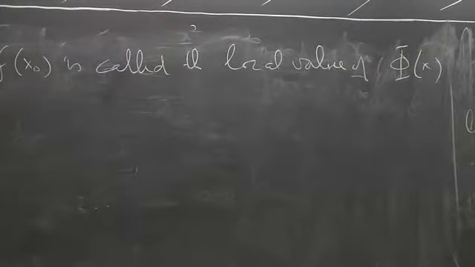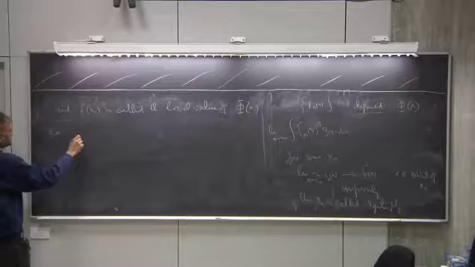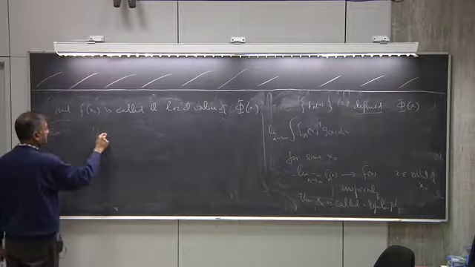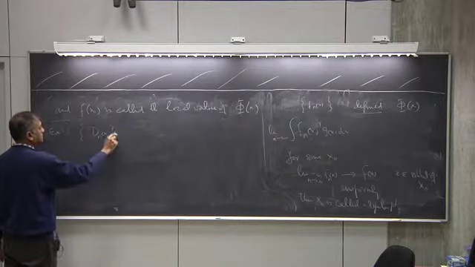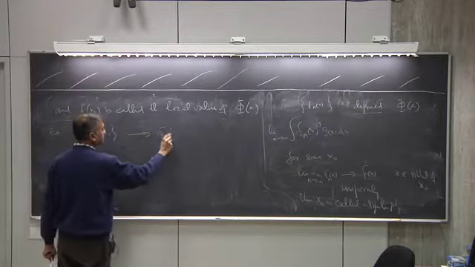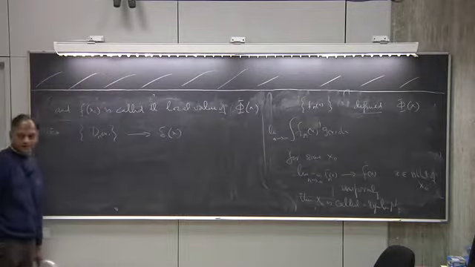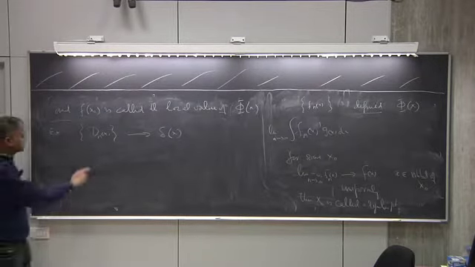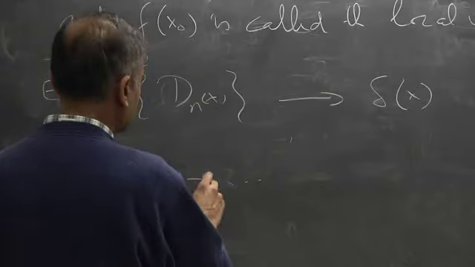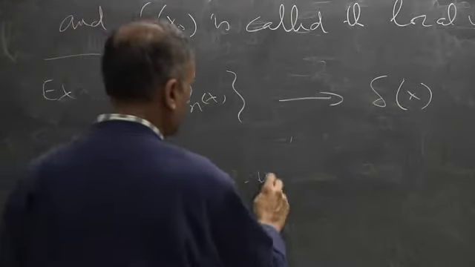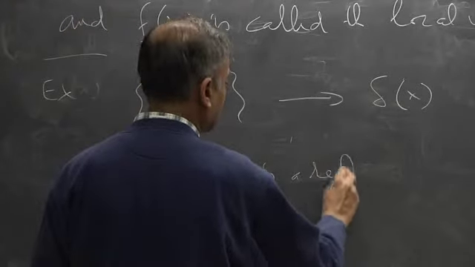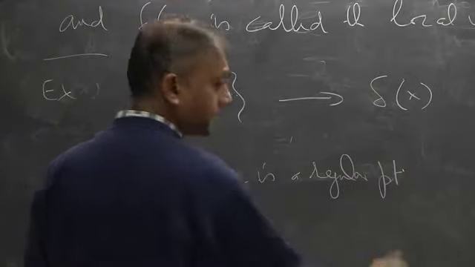So in this sense, an example was, if you take this d_n(x), which we defined earlier, which defined the Dirac delta function. For this, any point x naught which is not equal to 0 is a regular point. Okay.